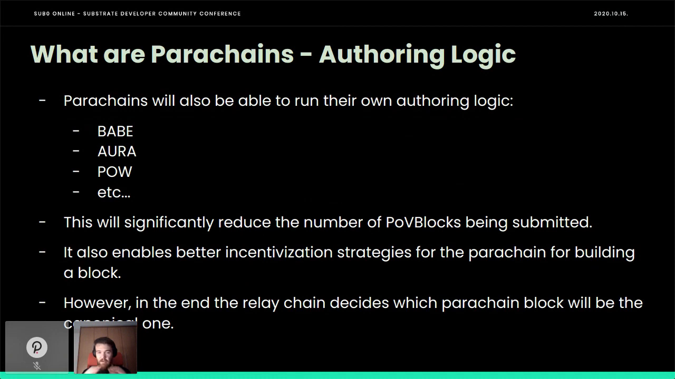But in the end, however you do it, the relay chain is the one that decides which Parachain block is the canonical one. So, for example, if you use BABE with secondary and primary slots, and both produce a block, then the relay chain decides which one is included, and not your Parachain. So that was it about what Parachains are.